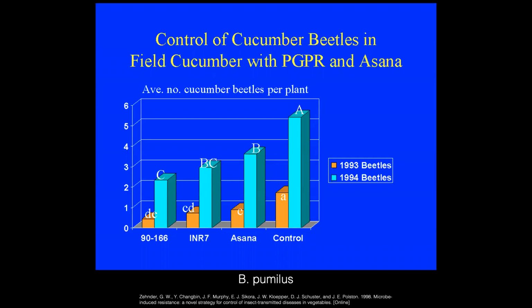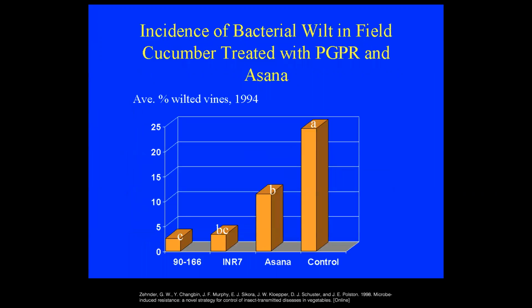And here we can see cucumber beetle. It's not just one type of pest, it's multiple types of pests. And here we can see Bacillus pumilus helping protect cucumbers from cucumber beetle. This is a soil microbe that communicates a stress, a threat that helps protect the plant. Bacterial wilt in cucumber, again, Bacillus pumilus in this case, helping protect the plant.